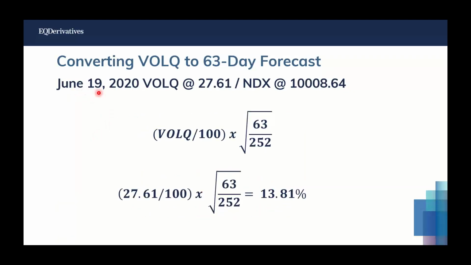So I also looked, and this is actually going to be the beginning of one of these short versus long strangle trades. So again, we've got vol Q on June 19th, which was standard June expiration, and standard September expiration of this year of 2020 was 63 trading days into the future. So taking vol Q, which was up at 2761, I came up with an up or down one standard deviation move for the NASDAQ 100 of 13.81%.